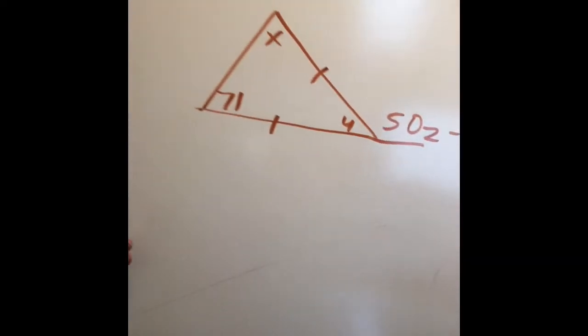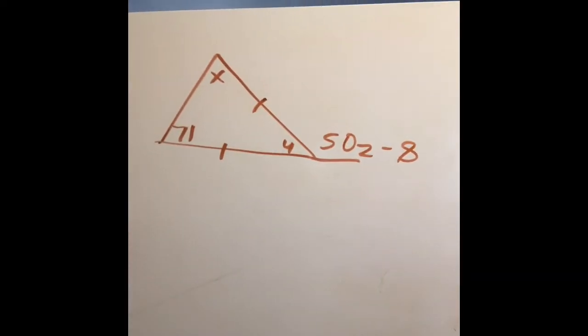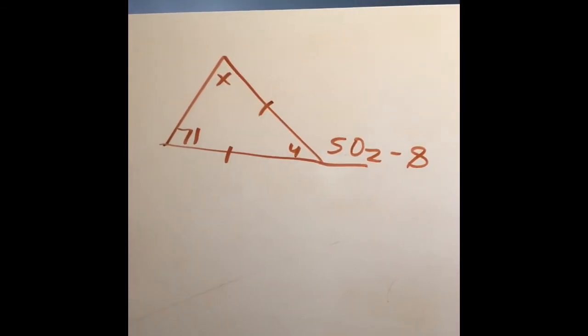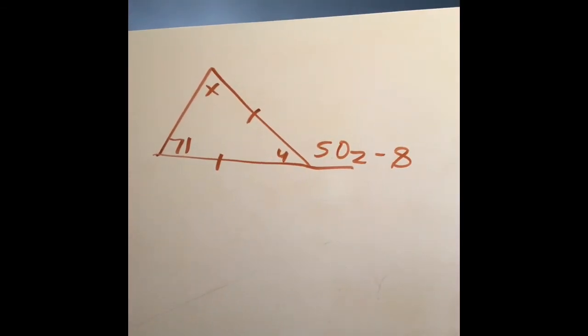All right. One more example like this, and then we'll go through a word problem. Okay, so last example, and some of them get a little more complex. So we have 71 and x and y, and outside the triangle we have 50z minus 8.